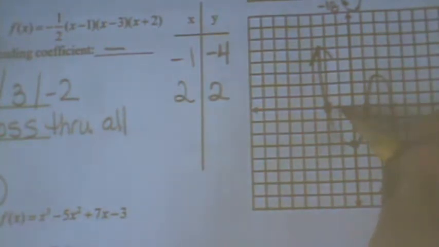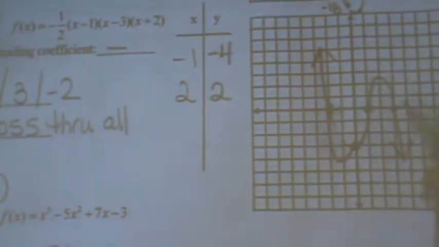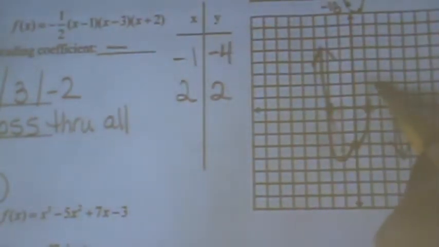I'm going to go at negative 1, I'm going to go down to 4. So this thing actually went down a little bit more. And then it hits the y-axis at 0, negative 3. And then my 2. So that's a nice graph. Questions?